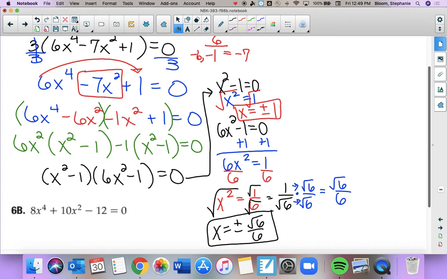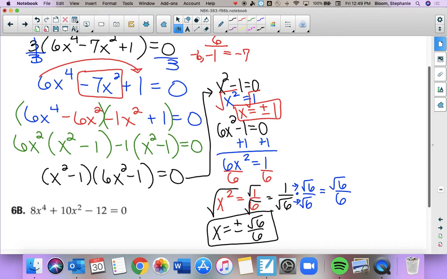2, and it was where? Or where did your answers have to go? On the x-axis, okay? So could your answers be complex? Yeah, like you could get complex answers for quadratics. Same is going to be true for polynomials.